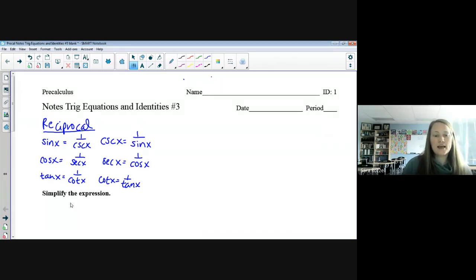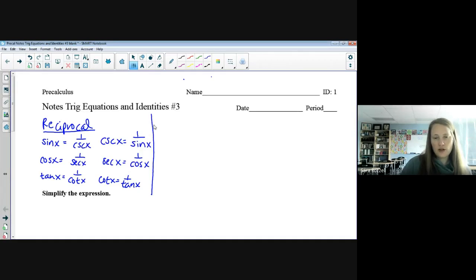When we start to simplify, you might want to write things in terms of sine and cosine. That means if you have secants, cosecants, or cotangents, you're going to want to switch them so you're only using sine and cosine. It's going to make things easier for us to cancel out. Okay, so those are our reciprocal identities.